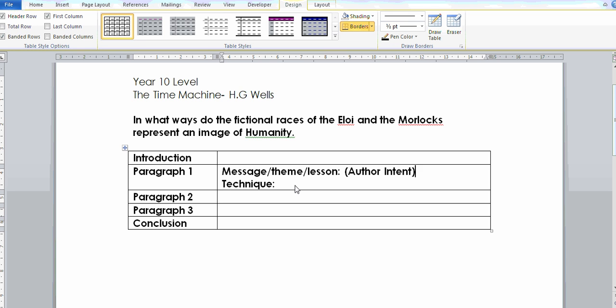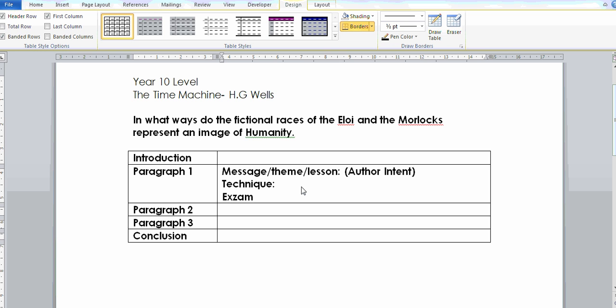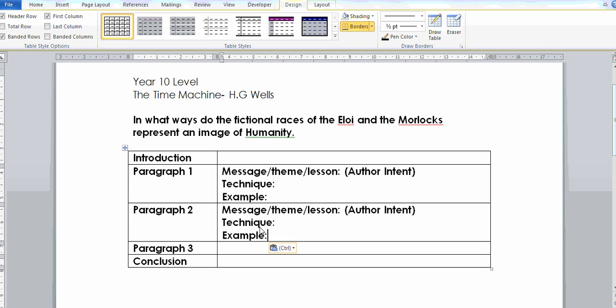When we think about the technique, it becomes more a question of how. We need to think about how the author has actually managed to communicate that. And the third thing that you need before you start is an example. Okay, you need to think, what example am I actually going to use to back this up? So once I've got those 3 points down, I can essentially copy those into my plan.